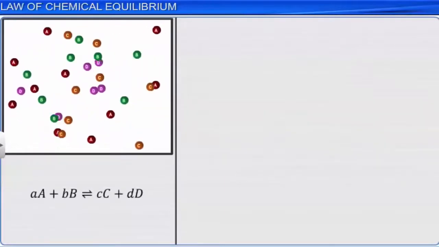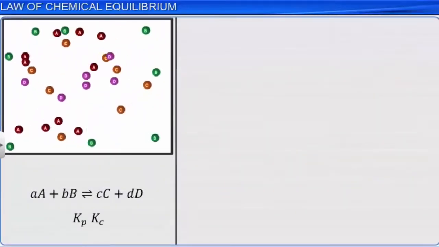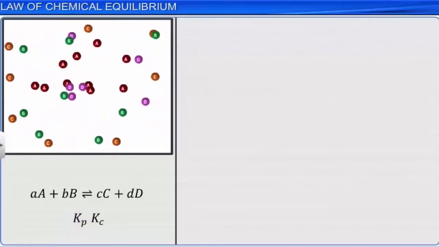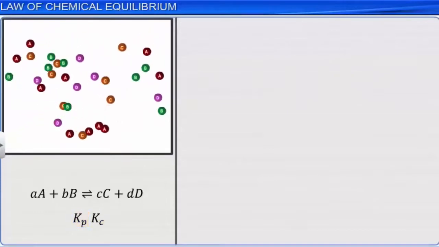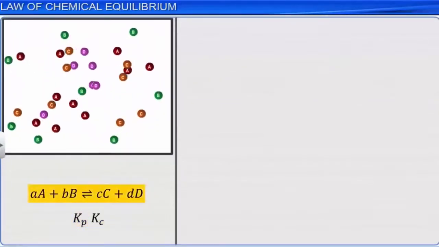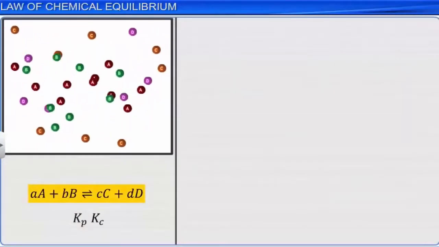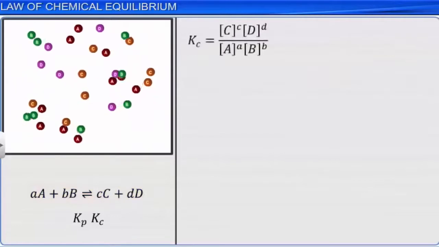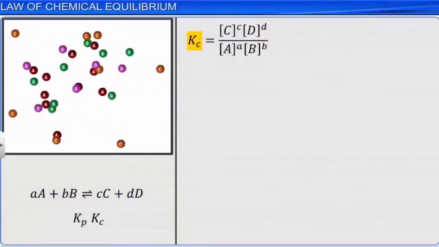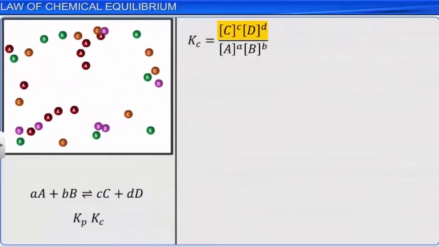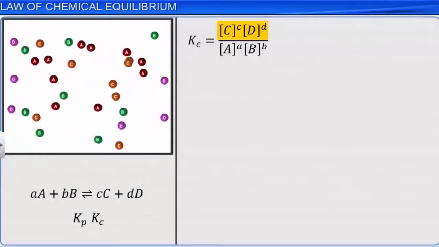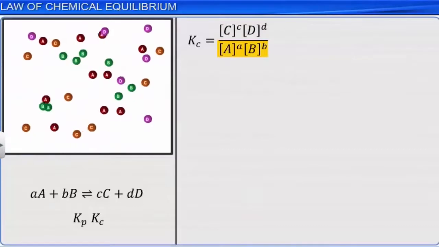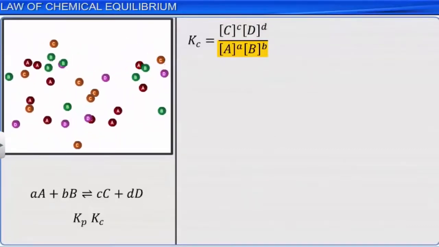The equilibrium constant in terms of partial pressure is represented by Kp. Let us examine the relationship between the two equilibrium constants, Kc and Kp. For a general reaction of the type aA plus bB in equilibrium with cC plus dD, the equilibrium constant is written as Kc is equal to the product of the concentrations of the products, [C] raised to the power of c and [D] raised to the power of d respectively, divided by the product of the concentrations of the reactants, [A] raised to the power of a and [B] raised to the power of b respectively.